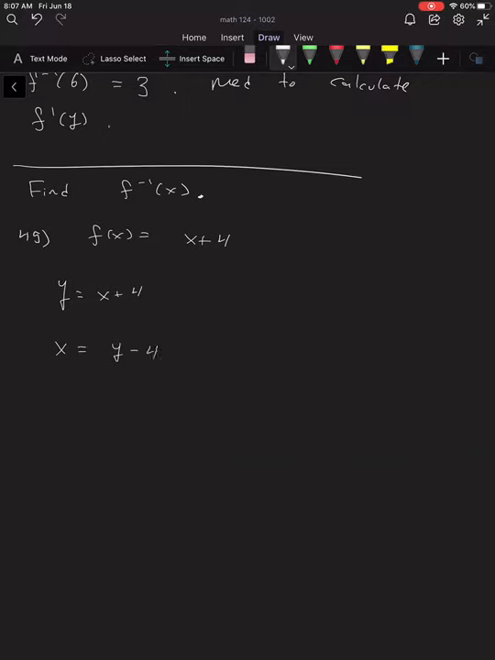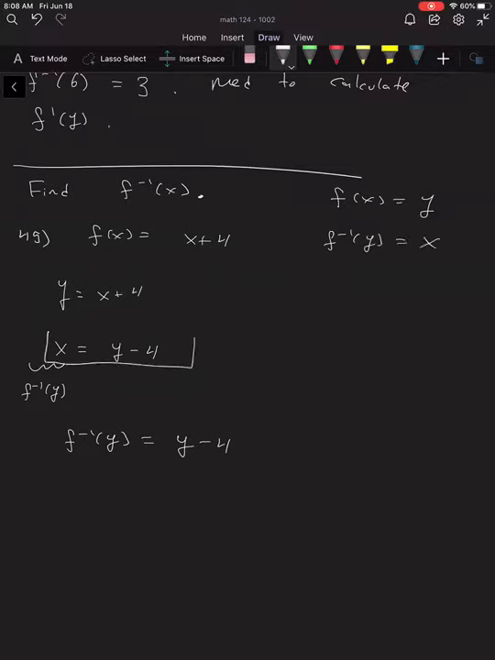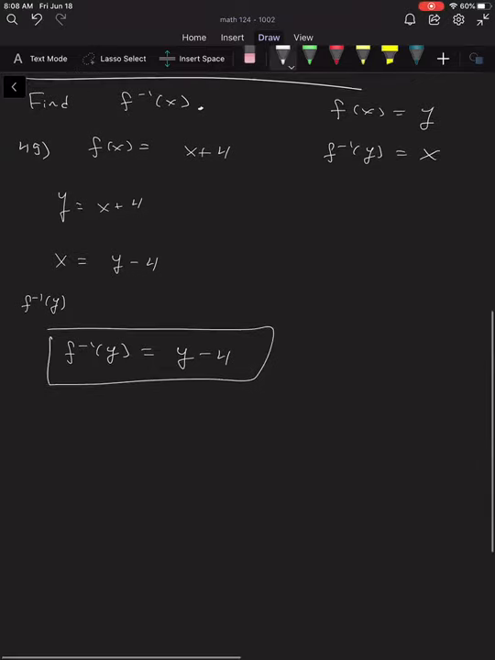And then once you do that, this piece right here, this is f inverse of y. So basically all we do is replace x with f inverse of y. So here we get f inverse of y is equal to y minus 4. Remember how we said f of x is equal to y, f inverse of y is equal to x. So once we get x is equal to something, x is the same thing as f inverse of y. So once we solve for x, we just replace that with f inverse of y, and then we get our answer down here. So this one was a very quick one. Let's do another one. Let's do 46.